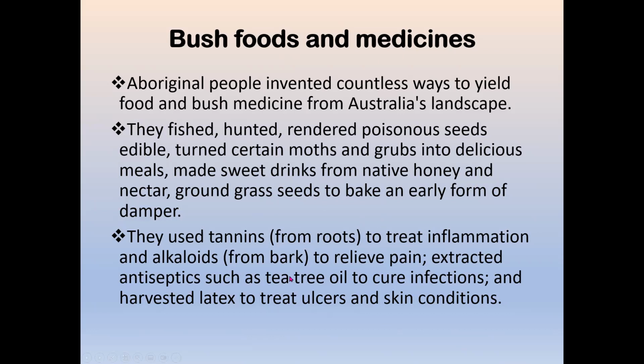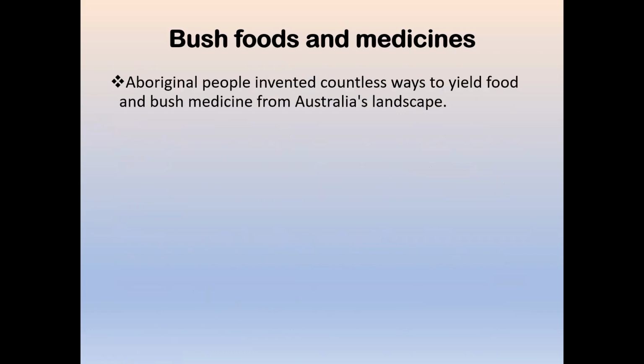So roots, and that's right. The tannins, that's what I was trying to think of. They use tannins to tan leather, but they also use the tannin from the roots to treat inflammations, alkaloids for pain relief, the antiseptics from tea tree oil, so they knew that could cure infections. The latex from certain trees to treat ulcers and skin conditions. That's right.